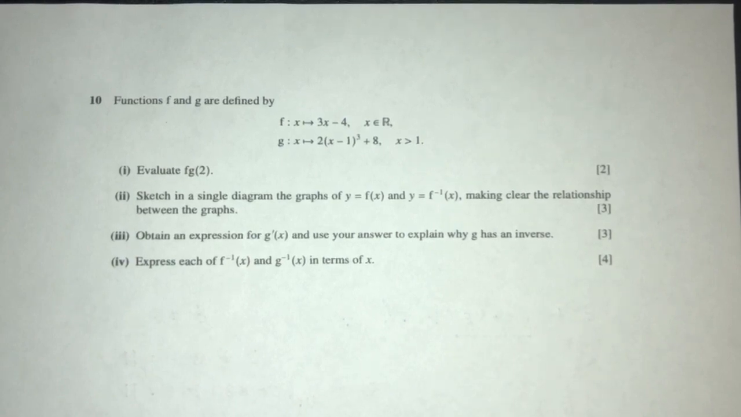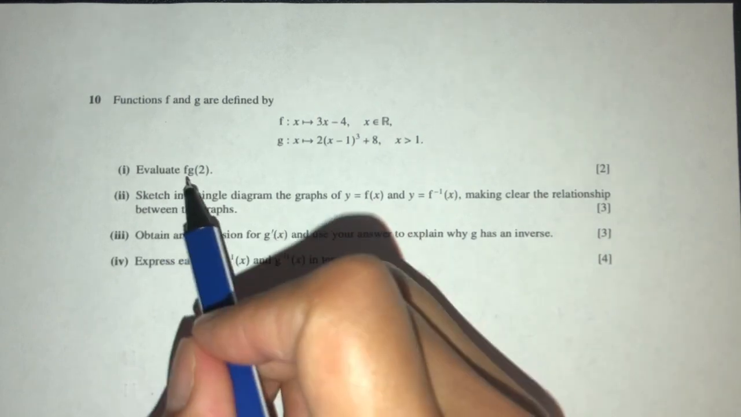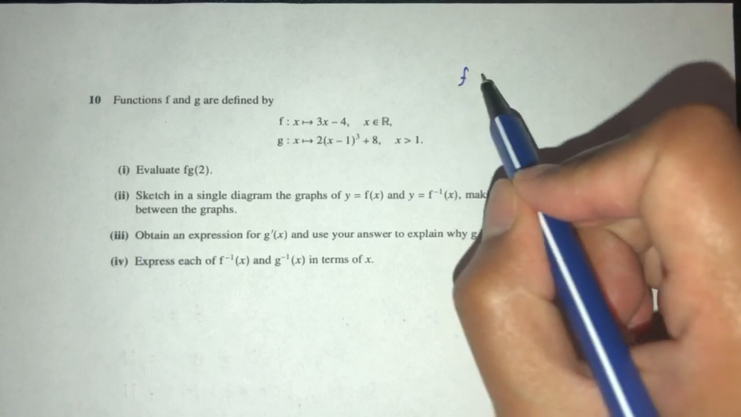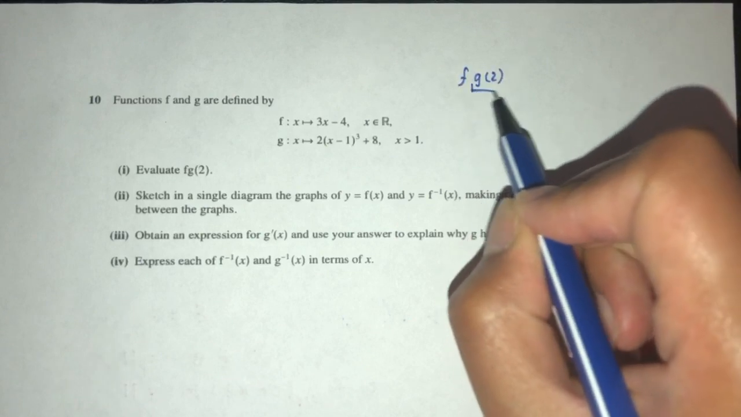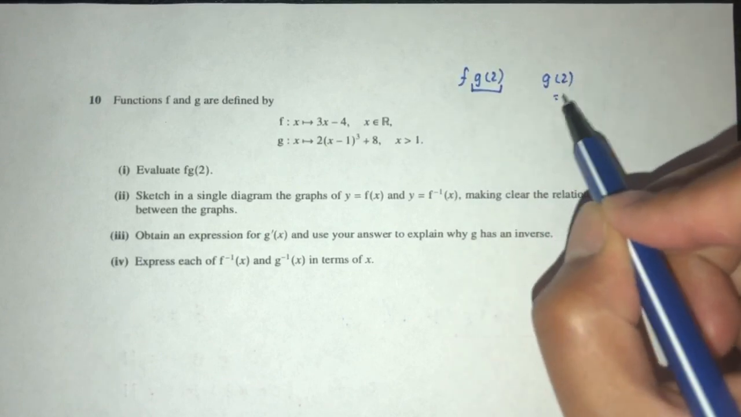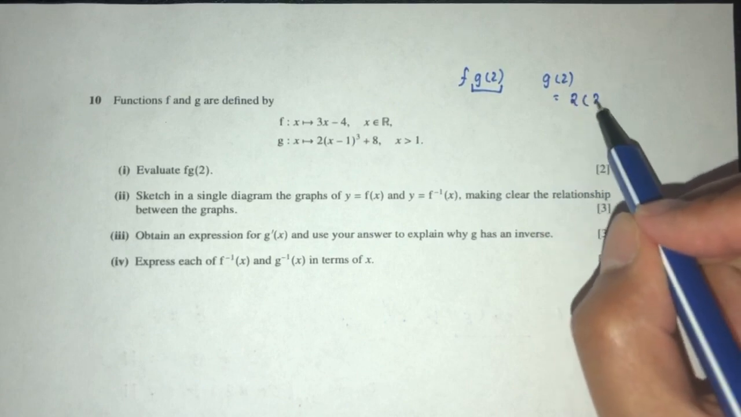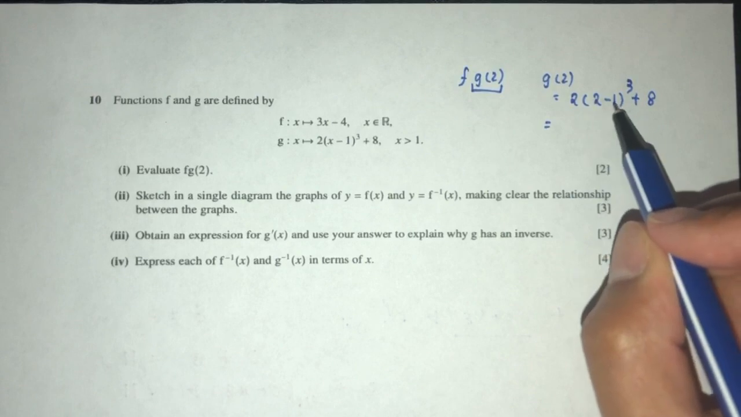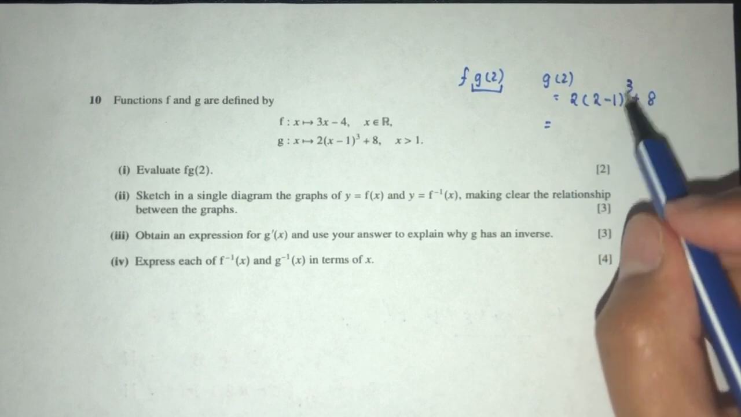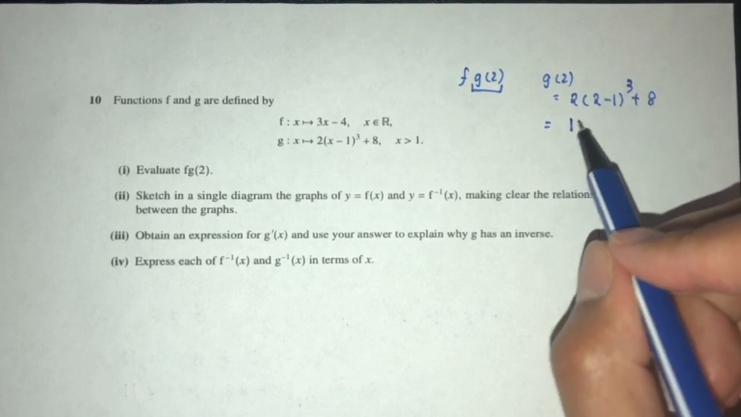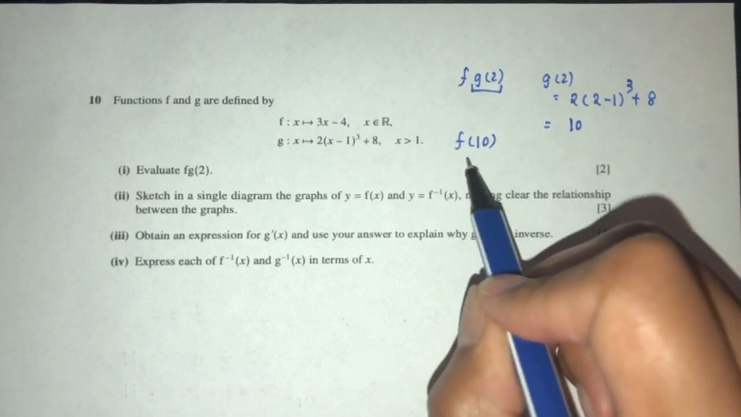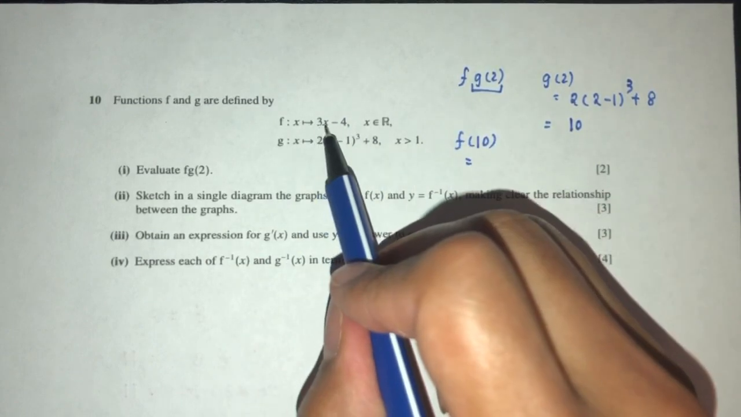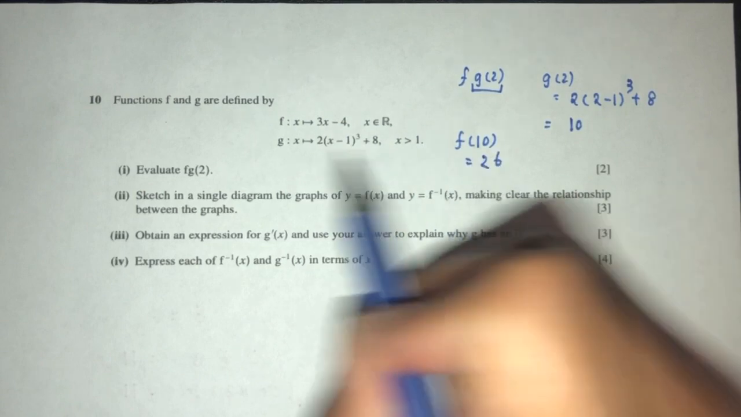Functions f and g are defined by these following values. Okay, great. Now part 1, we have to find fg of 2. In this case, we can just break it down into pieces. We have fg of 2. Let's first find this one. What is g of 2? Replace, you will have 2 times (2 minus 1) cubed plus 8. That will be 2 minus 1 is 1, power 3 is 1. 2 times 1 is 2, plus 8 will be 10. Simply f of 10. Now replace: 3 times 10 is 30, minus 4 is 26. That will be 26.